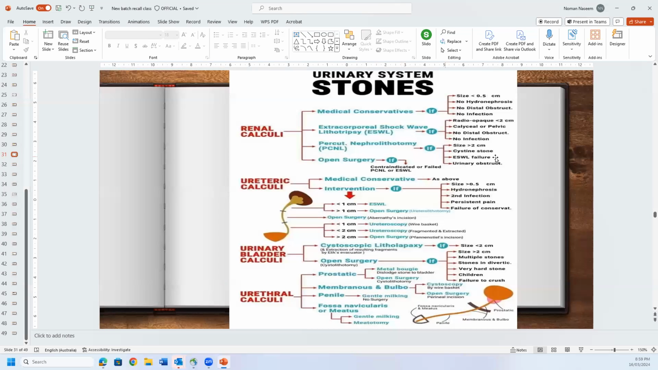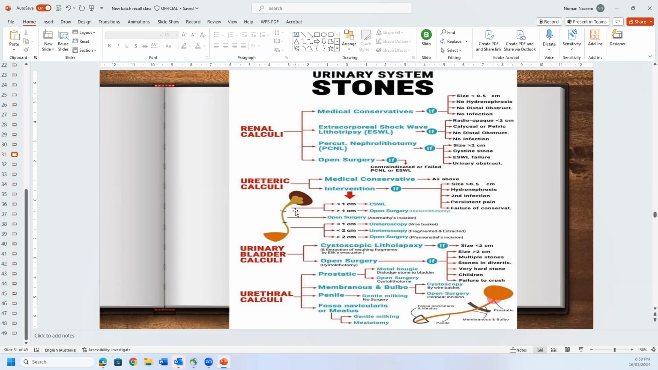We do percutaneous nephrolithotomy when the size is more than 2 centimeter in the renal area or the kidney, if it's a cystine stone, or the ESWL has failed, or it's causing hydronephrosis, urinary obstruction. Open surgery is done when all else fails.